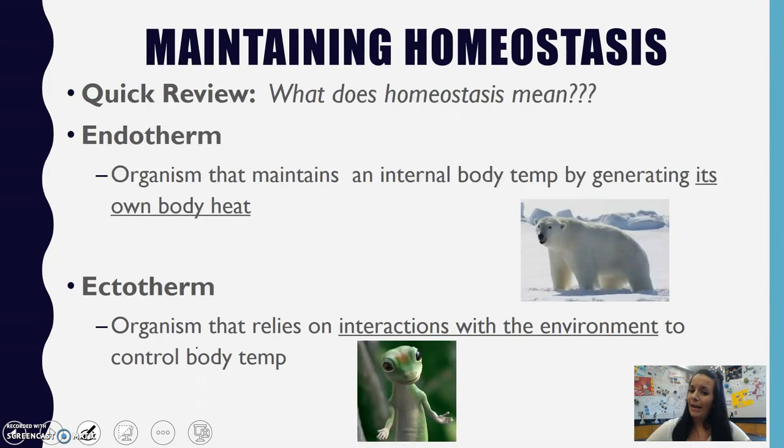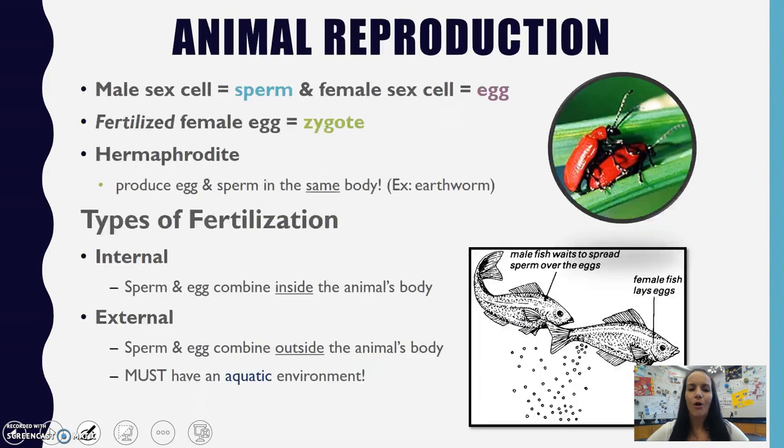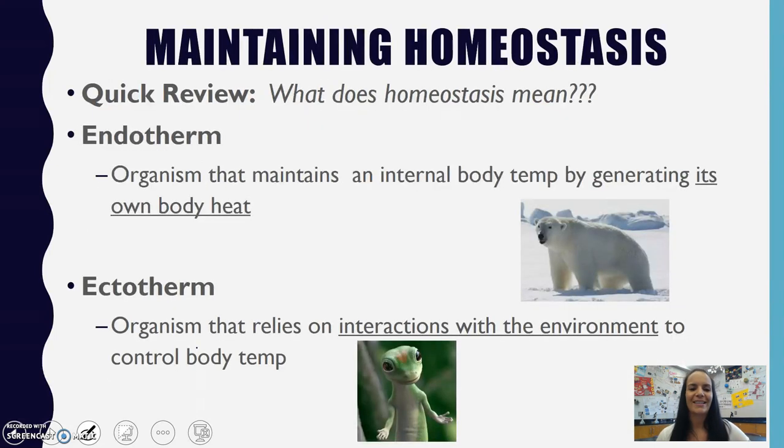So let's go back and revisit homeostasis. Homeostasis itself means the ability to maintain a constant internal environment. There are two types of ways of regulating body temperature to maintain this homeostasis. We have endotherms and ectotherms. So the prefix endo means inside. This is an organism that maintains its internal body temperature by making its own body heat, like we do, or like this polar bear does here.